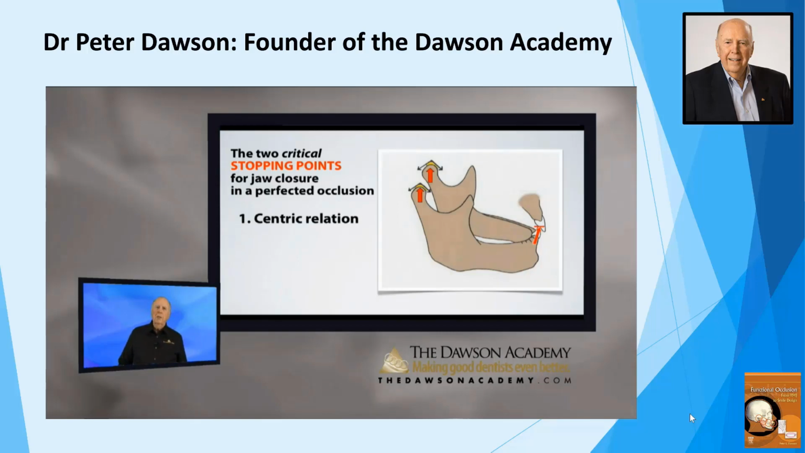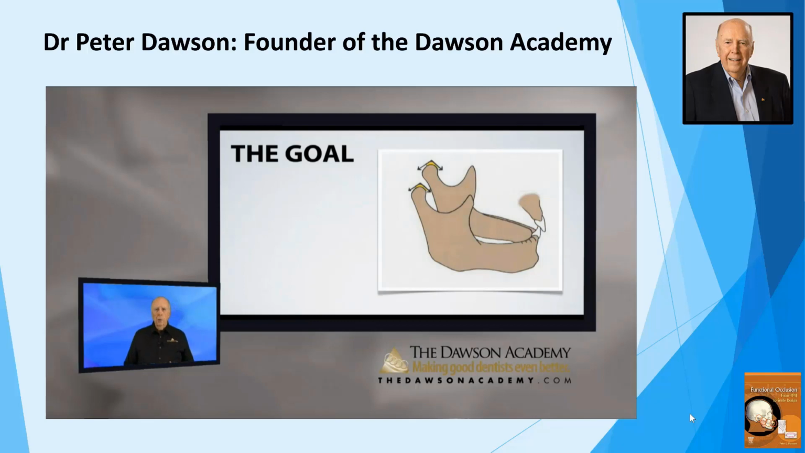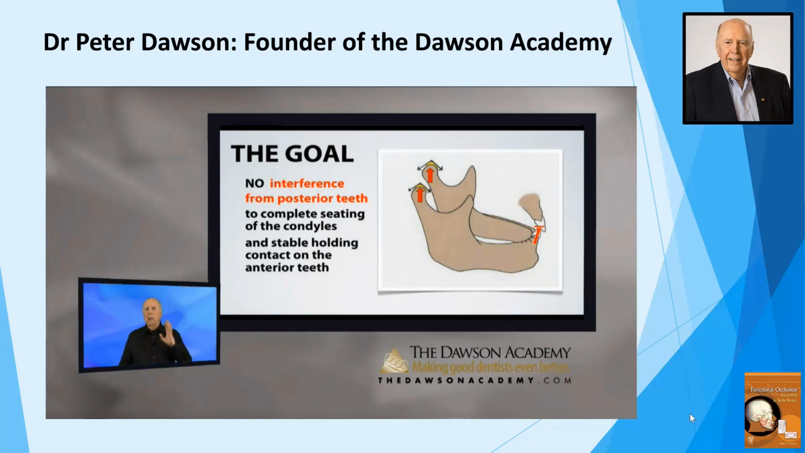Centric relation is that uppermost position in the back, and the other stopping point is anterior contact. So what's our goal then? Well, our goal is no interference from posterior teeth. This is an absolute essential to understand. We don't want posterior teeth that interfere with either complete seating of the condyles in the back or the anterior guidance in the front. So we want no interference from posterior teeth to complete seating of the condyles and stable holding contact on the anterior teeth.